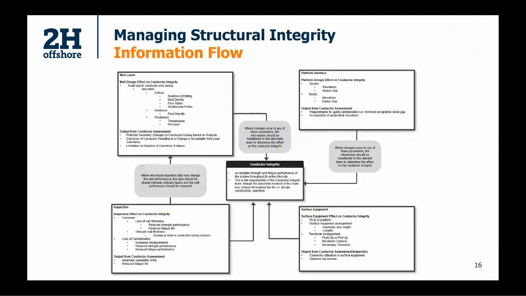So how do we manage this? And I don't expect you to read all of this slide, but it shows how complex the conductor is and why we see these issues regarding the ownership. So the conductor is affected by the platform interface. So it depends how many guides there are, what the radial gaps are at those guides. That affects the integrity and performance of the conductor. The surface equipment, what the weight of the surface equipment is, whether we have tension or arrangement, that all feeds again into the integrity of the conductor.